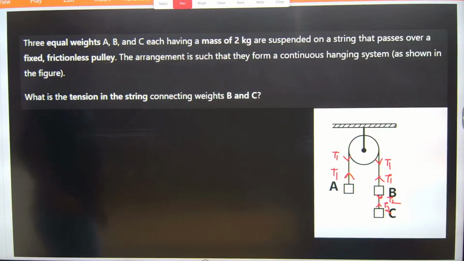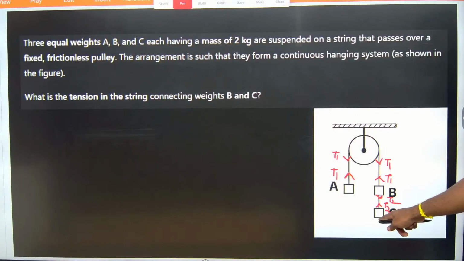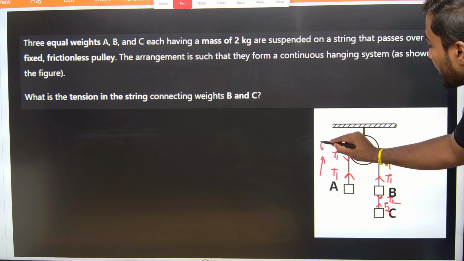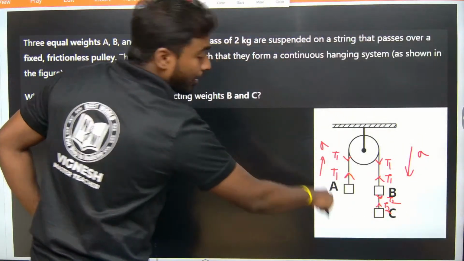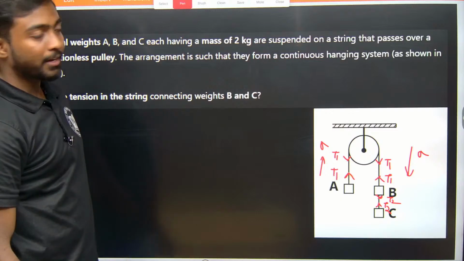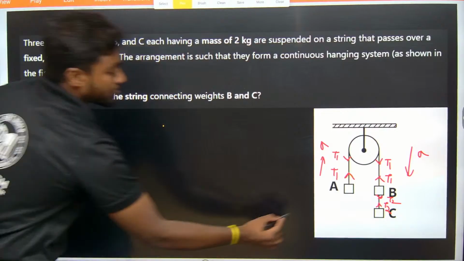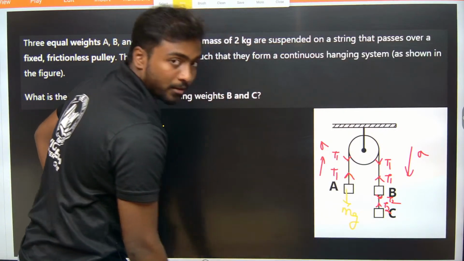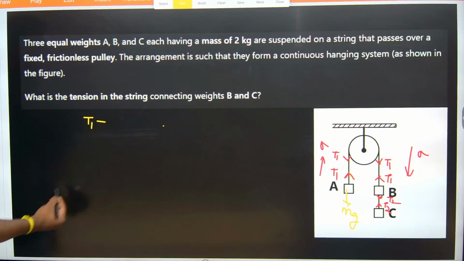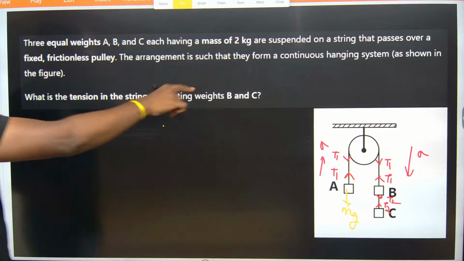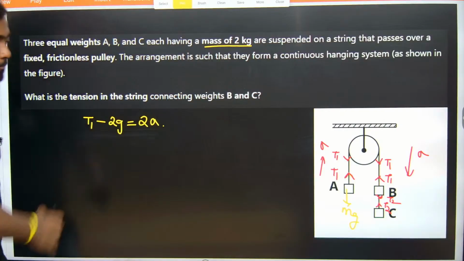Okay. Now we can write the equation, and we need to see which side the blocks are moving. When I take this 2 kg plus 2 kg, 4 kg, obviously the blocks will go in this direction. Acceleration will be from B and C, and A will go that side, right? Now the equations: this is my m1g, m2g and m3g. So T1 minus, what is the mass, 2 kg, 2g equals 2a.